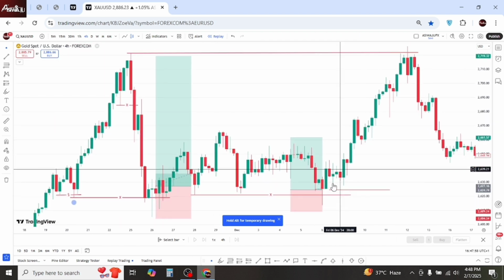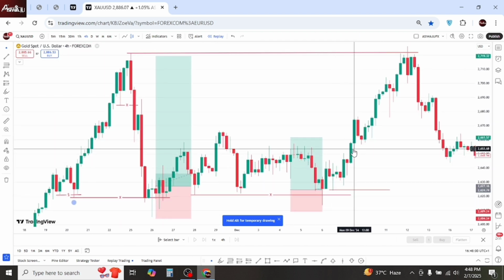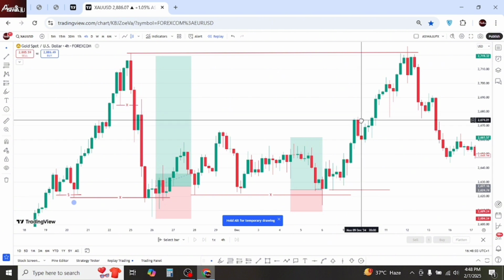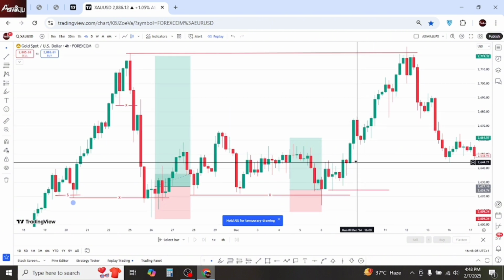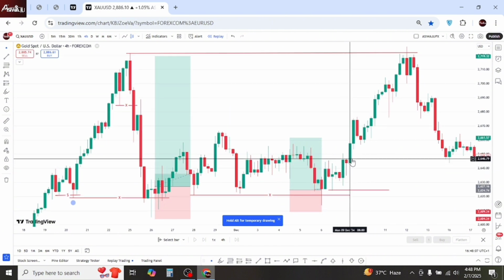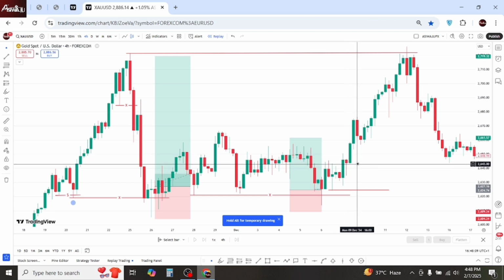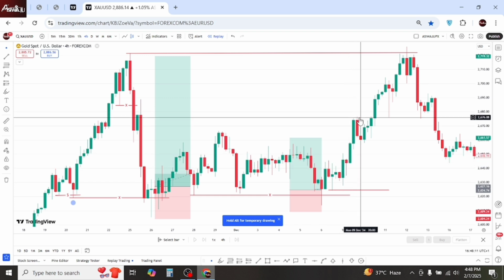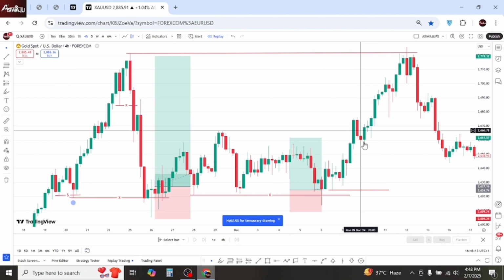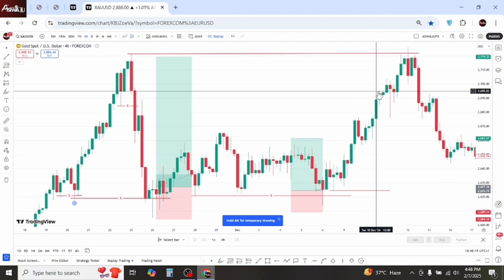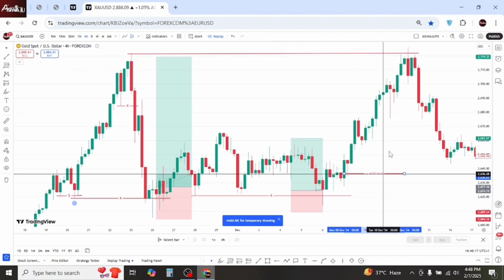Price continued to the upside. As you can see, we have another pullback from this point. Yeah, we have a major pullback. Look at this candle here. This is just an inside bar candle. We can't make use of it. We have nothing to do with this. And we have another major pullback here. Price pulled back from this point and continued to the upside. So our inducement shifts from here to here.